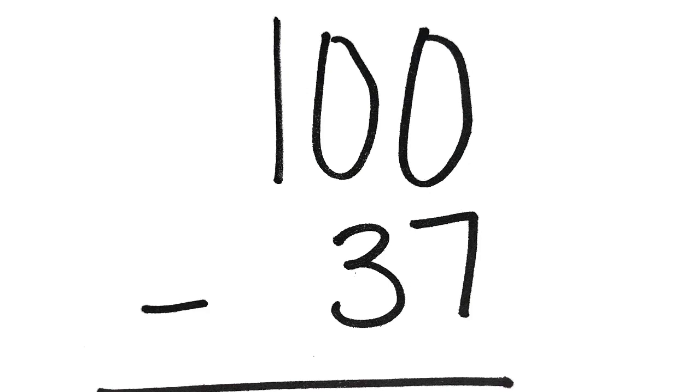To solve, we can set up our problem vertically, 100 minus 37 with a line underneath. Remember that when we're lining up vertically, our ones should be all together. The 0 ones in 100 should be above the 7 ones in 37. The middle 0 in 100 means 0 extra 10s in 100. That should be directly above the 3 10s in 37. There are no 100s in 37, so nothing should be in the hundreds place.